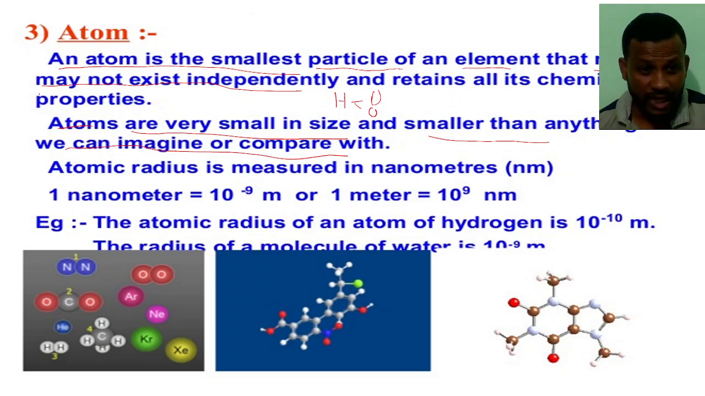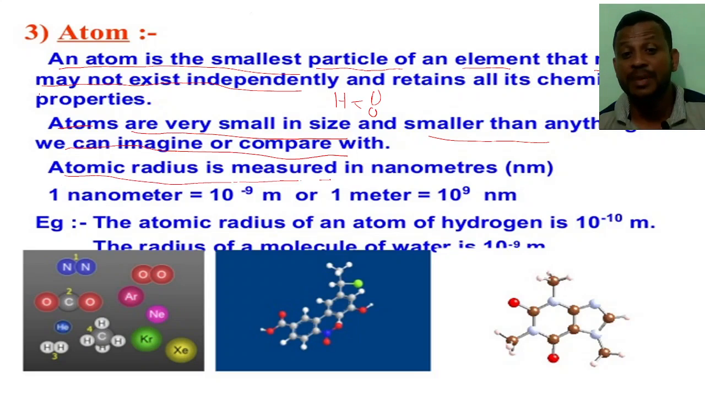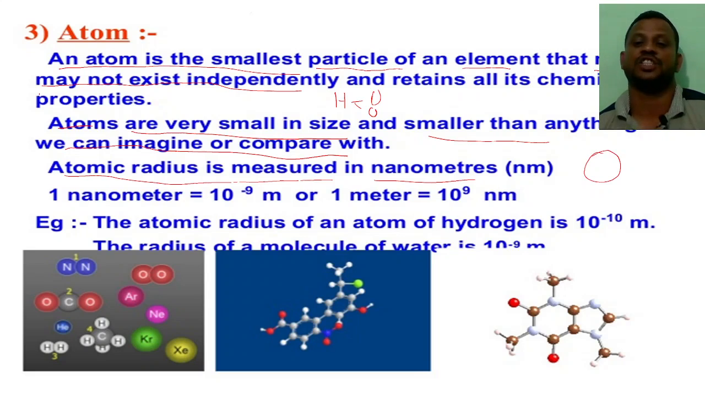What is the size of atoms here? The atomic radius is measured in nanometers. For example, look here, this is a circle, the atom, and this is the center point of the atom. The distance between the midpoint of the atom and the circumference of that atom is known as the radius. The radius is measured in nanometers.